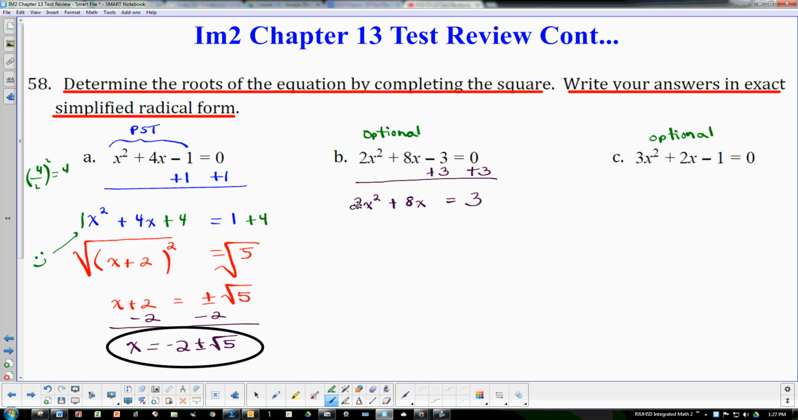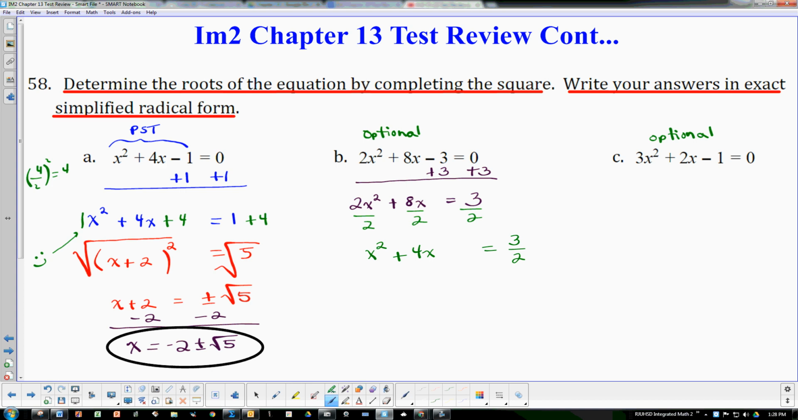Now, right here, this 2, I would like this to be a 1. Well, the only way to do that is I'm going to have to just divide by 2. So if I divide by 2, divide by 2, and divide by 2, this becomes x squared plus 4x, and I'm going to intentionally leave some space, is equal to 3 halves.